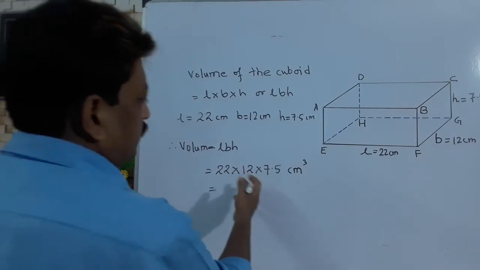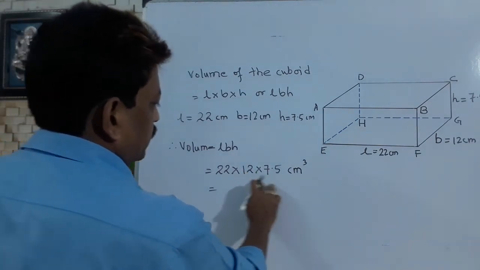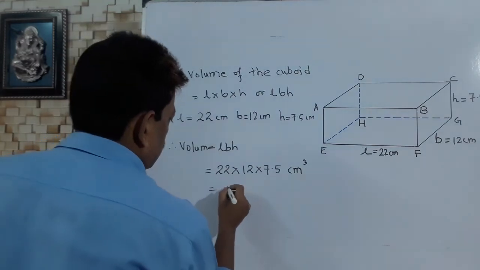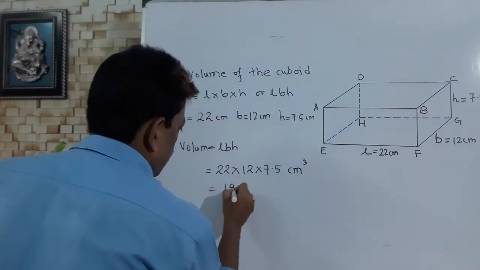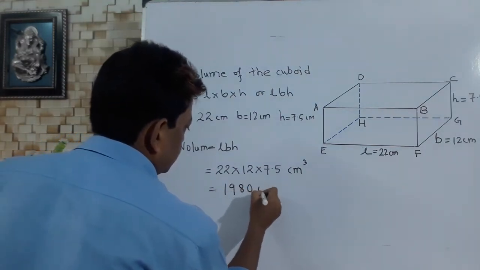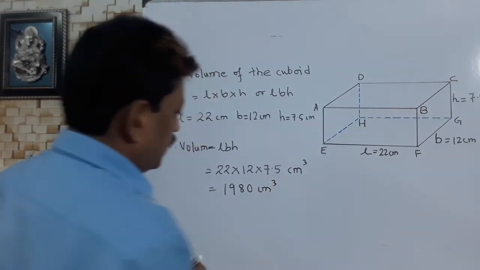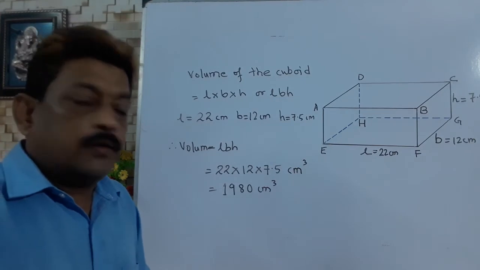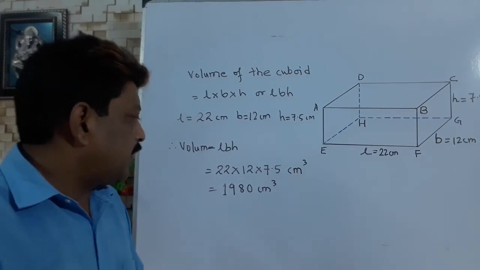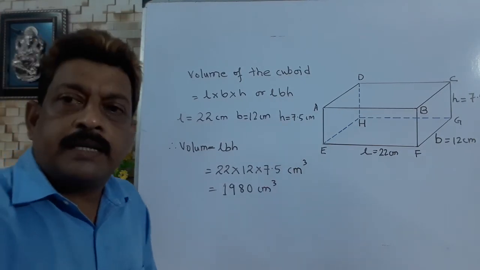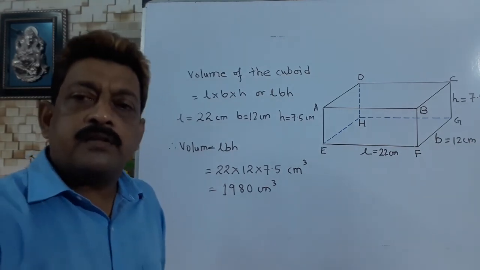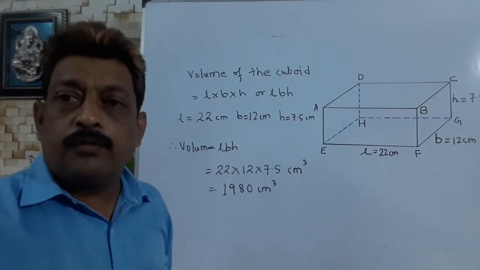Now let us calculate this one. 1980 centimeter cube. Okay, therefore the volume is 1980 centimeter cube. Understood? It is the simplest form. Now let me give you one more example.